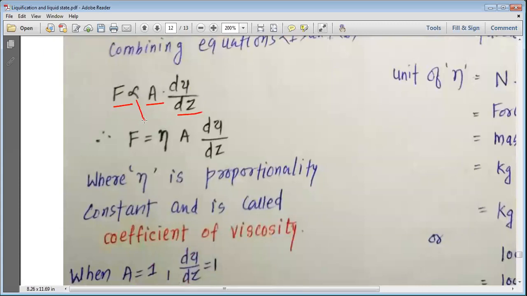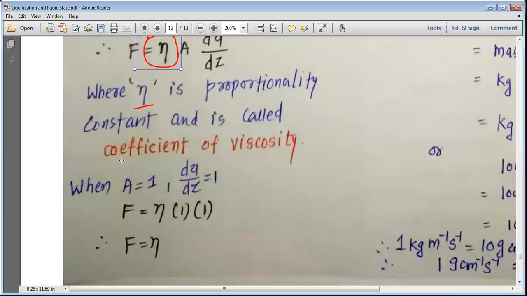When we remove this proportionality, we write a proportionality constant here, which is known as eta. Eta is known as the proportionality constant and is called the coefficient of viscosity. So when we remove the proportionality, mathematically we write a constant eta. That eta is known as the coefficient of viscosity.